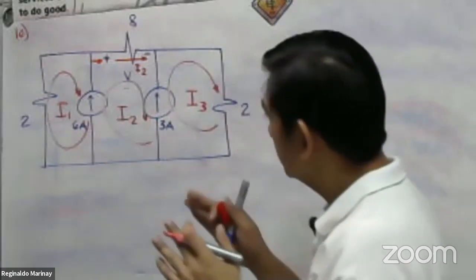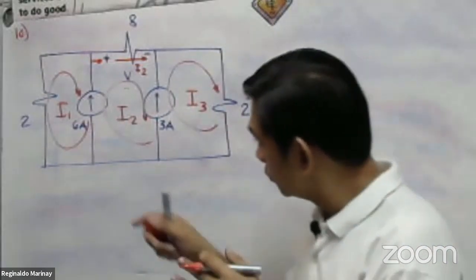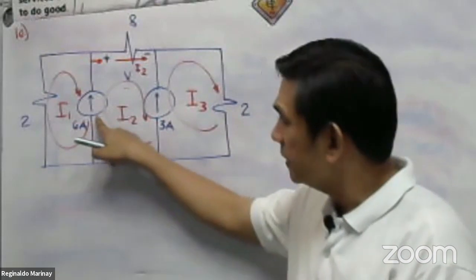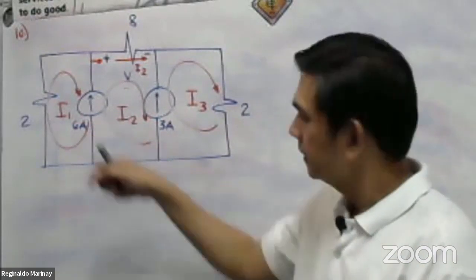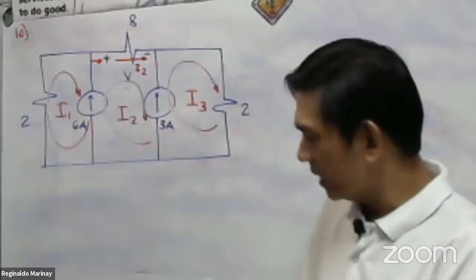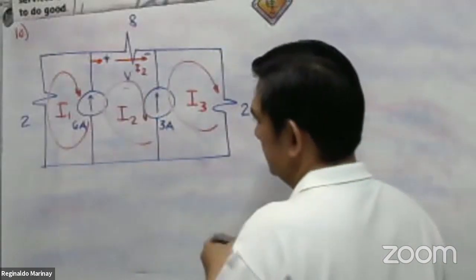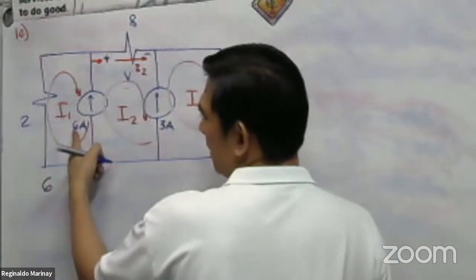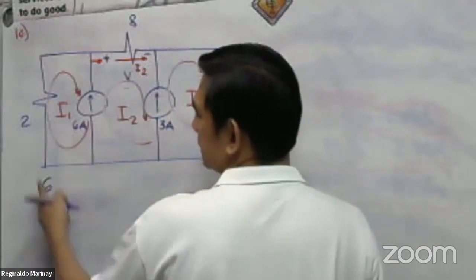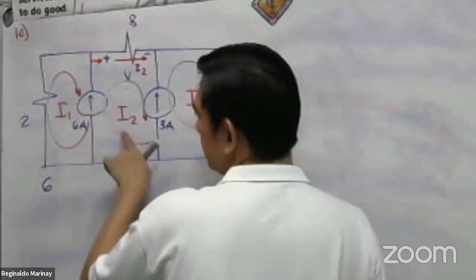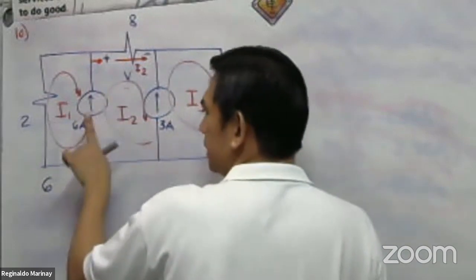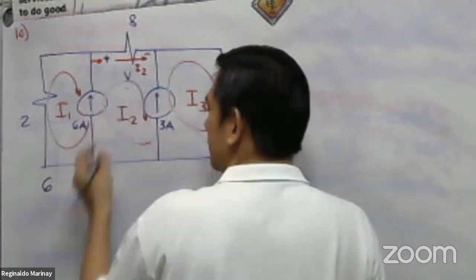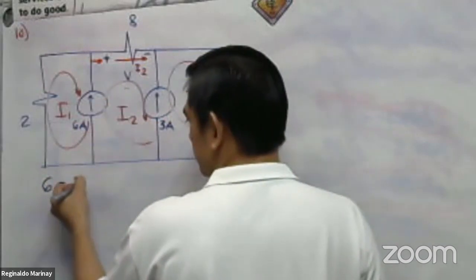In here, you will see that there are two independent current sources. We have the 6 ampere. What is the 6 ampere equal to? By equation, this 6 ampere is going up, and I sub 2 is also going up. So therefore, that is equal to I sub 2.